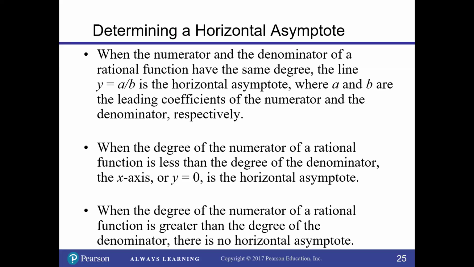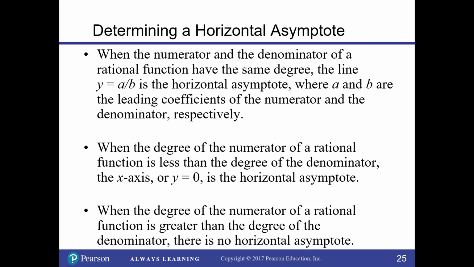When the degree of the numerator of a rational function is less than the degree of the denominator, the x-axis, or y equals 0, becomes my horizontal asymptote. Like I said, in that case the bottom grows faster than the top, so it forces the whole rational function to get smaller and smaller, and it gets closer to 0.